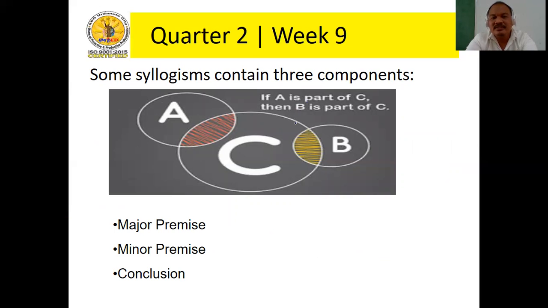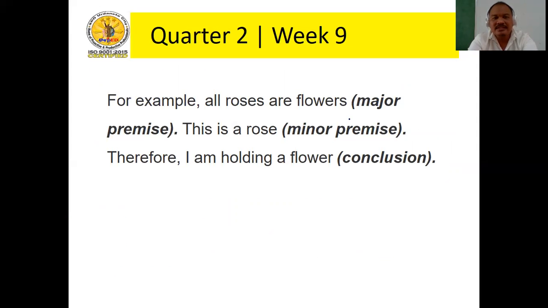Using the Venn diagram, it states that if A is a part of B, and B is a part of C, then A is a part of C. Then we have, for example, all roses are flowers. This will be your major premise. This is a rose, and this will be your minor premise. Therefore, the flower I am holding is a conclusion.